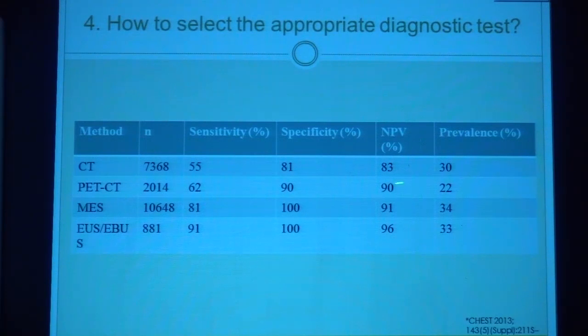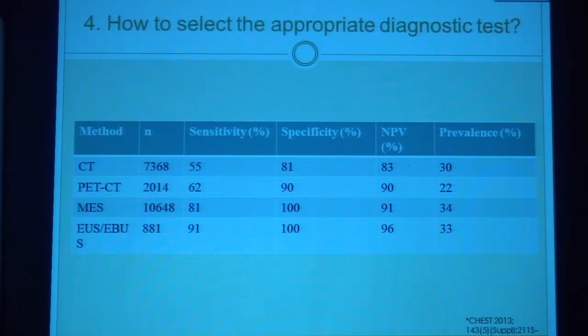PET scan is a little bit more reliable in combination with CT, but around 90%. This means that around 10% of lymph nodes are still there, which are not recognized. And again, there are some other problems with non-invasive methods that also have false positive cases, and they can also be mistreated because of that.